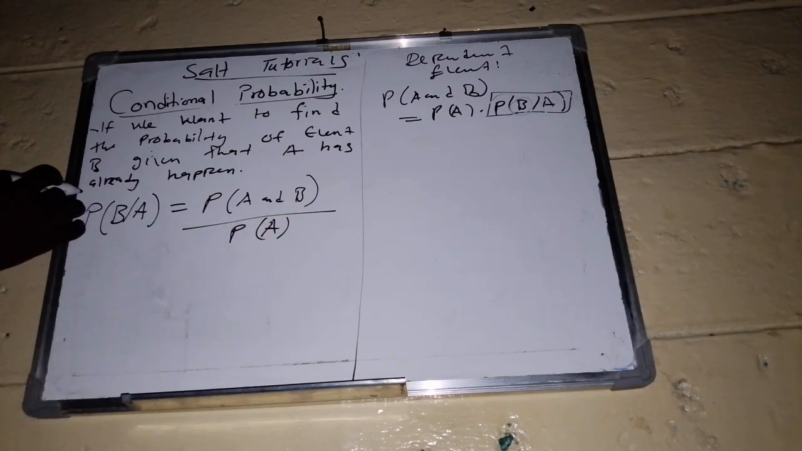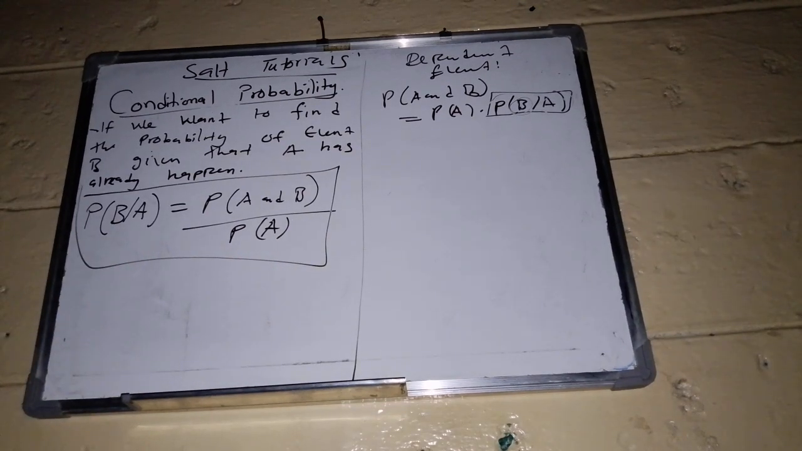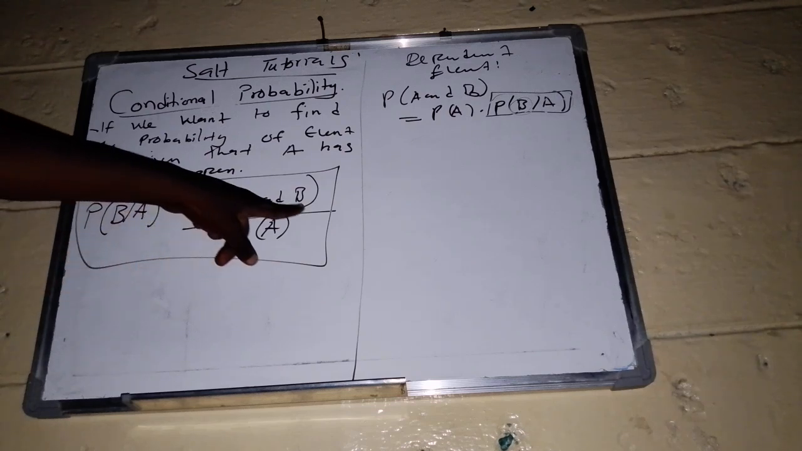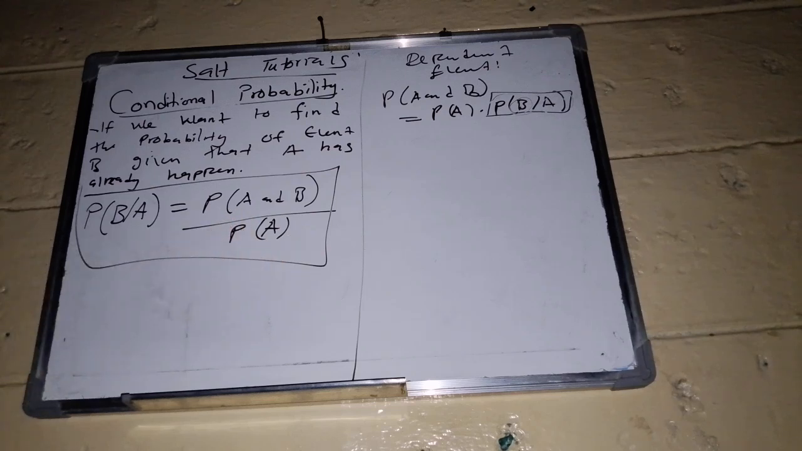So the conditional principle under probabilities tells us that if we want to find the probability of event B given that A has already happened, then the probability of B given A is equal to the probability of A and B over the probability of A. What is the probability of A and B? It is basically the intersection, maybe if I was to say so.